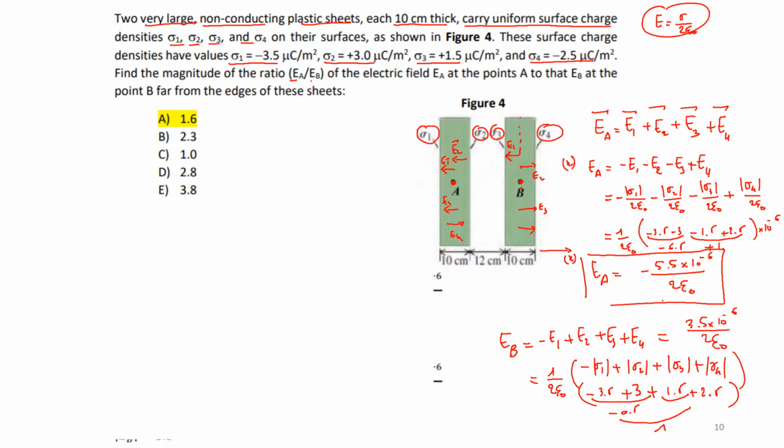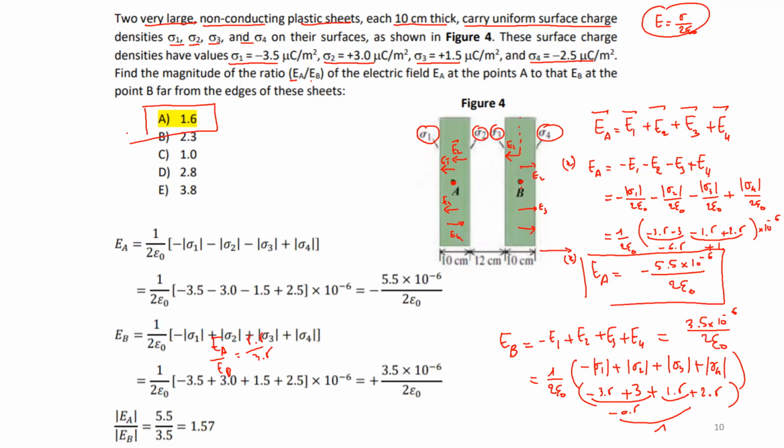If I take the ratio, of course, EA divided by EB, absolute value, I just find 5.5 divided by 3.5. And this will give you 1.6, okay, as expected. Good? Okay, good. That's what we did, have a look at it, and we solve it. I have just used the principle of superposition.